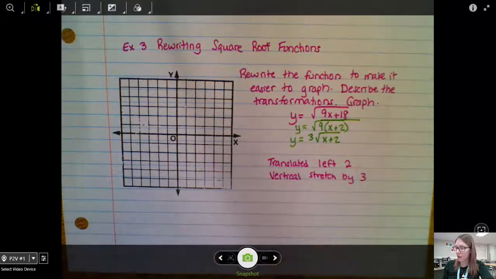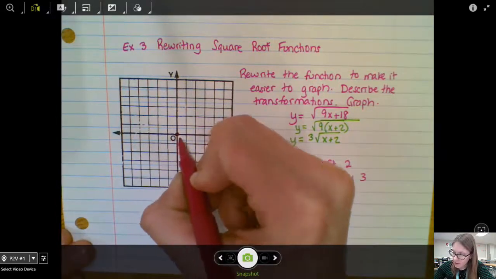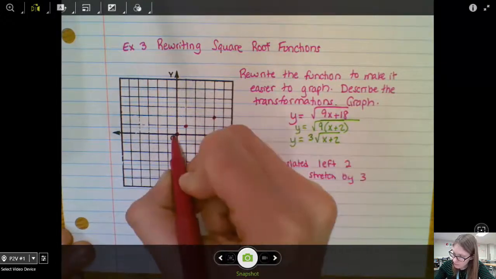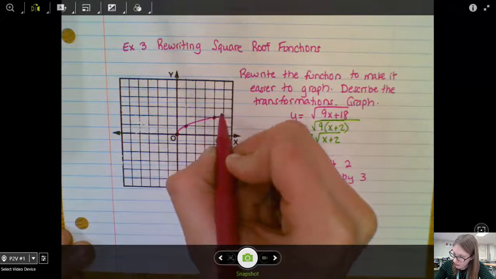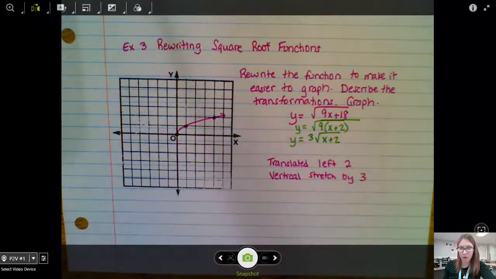Okay, now my parent function, I'm going to show you guys the non-table way, again, to graph these transformations, just to remind you of that option and see if you like it better than making the table. So our parent function for our square root looks like this: 0, 0, 1, 1, 4, 2. This is our parent function. Now I'm going to translate this left 2 and a vertical stretch by 3.